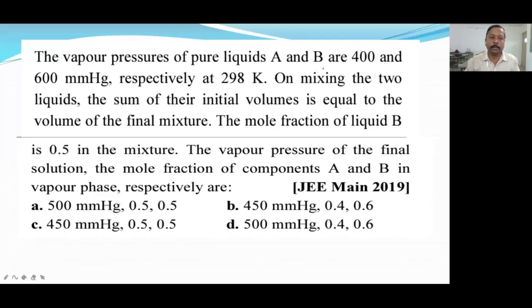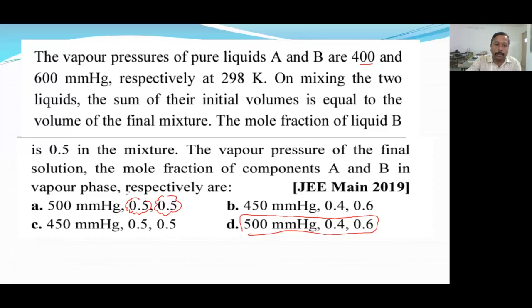Okay, next is a lengthy question, so read it carefully. Okay, the answer to this question is D option. What is the answer? D option is correct. Okay, 500 mm of Hg, 0.4, 0.6 mole fraction. Very simple. Those who are making silly mistakes, some minute problem, they are getting this answer. You should consider the mole fractions also. Okay, 600 and 400.